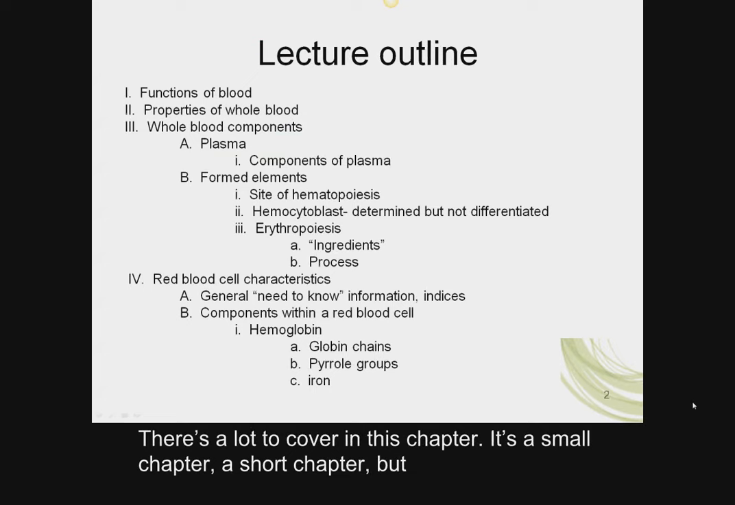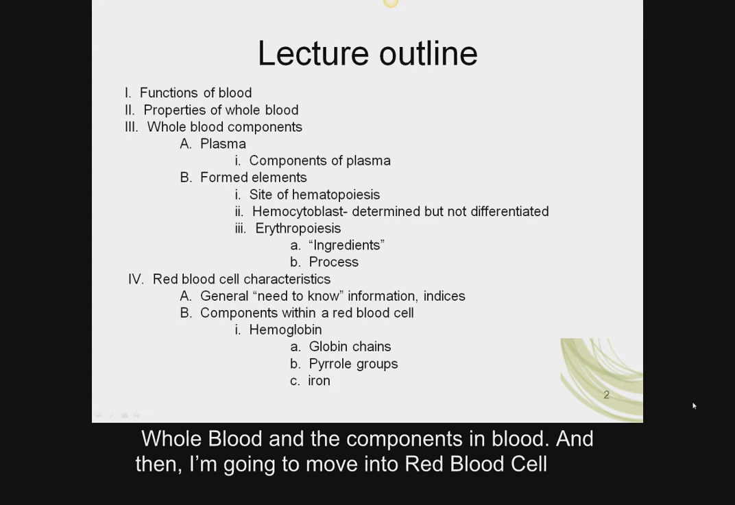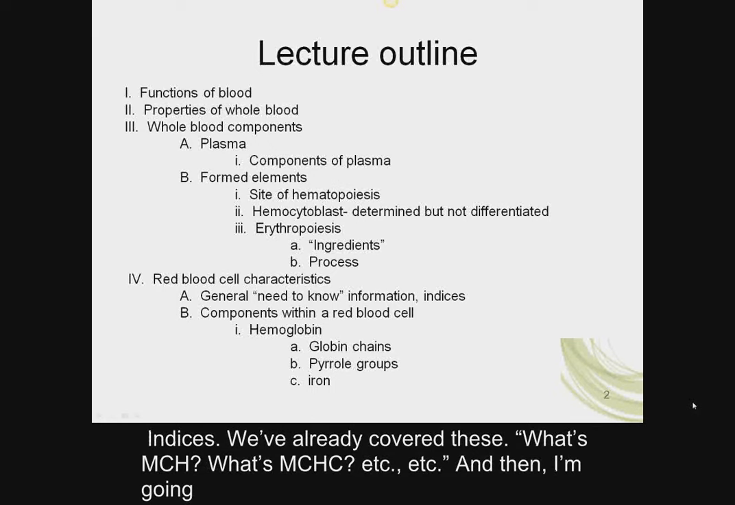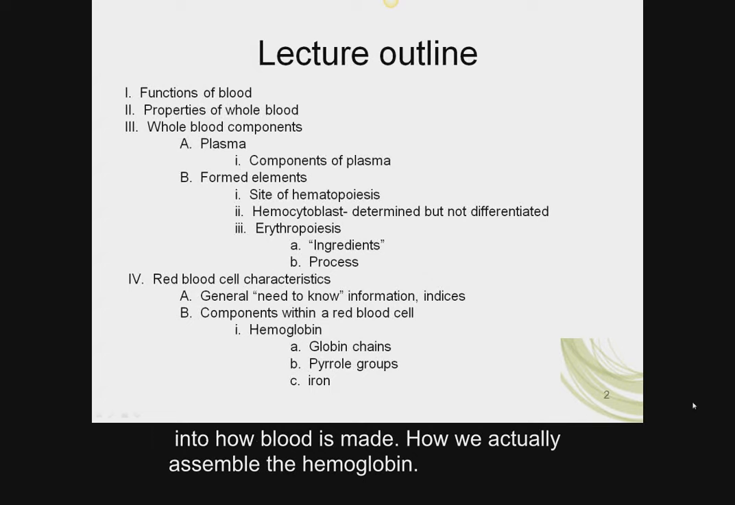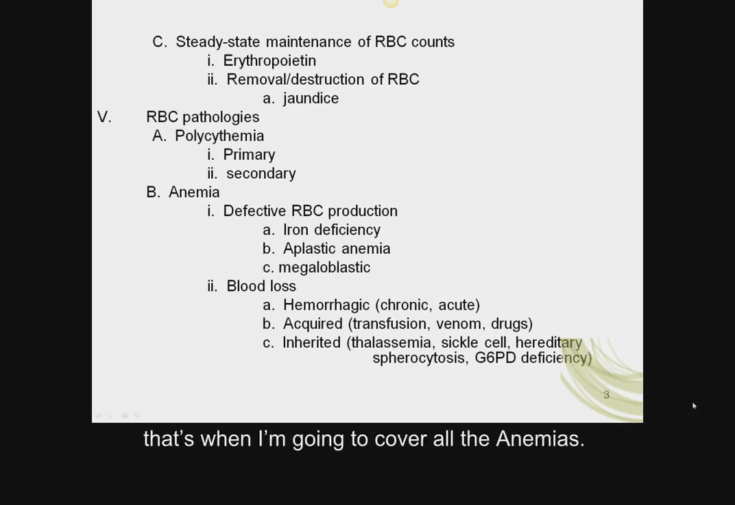There is a lot to cover in this chapter. It's a small, short chapter, but nonetheless it is very dense with a lot of good information. I'm going to review properties of whole blood and the components in blood, and then I'm going to move into red blood cell indices. We've already covered these, of course, like what's MCH, what's MCHC, etc. And then I'm going into how blood is made, how we actually assemble the hemoglobin, I should say. And moving on, I'll discuss some red blood cell pathologies like polycythemia, and in the last few segments I'll cover the anemias.